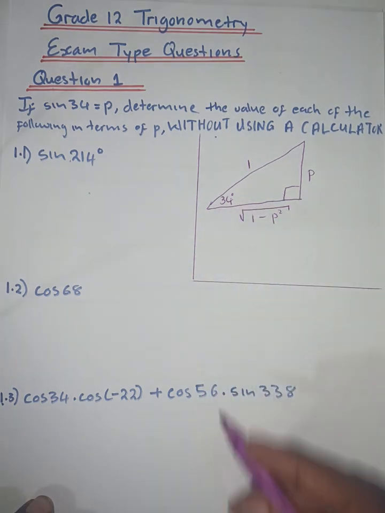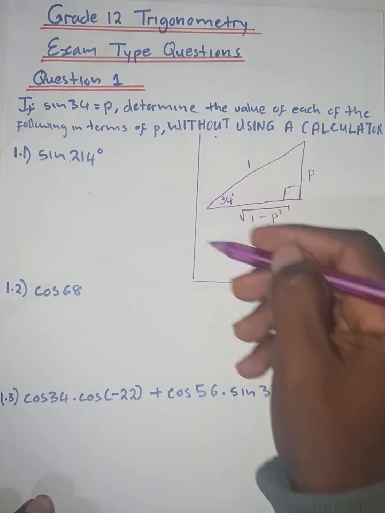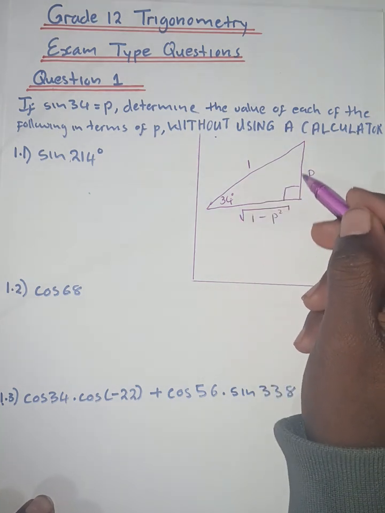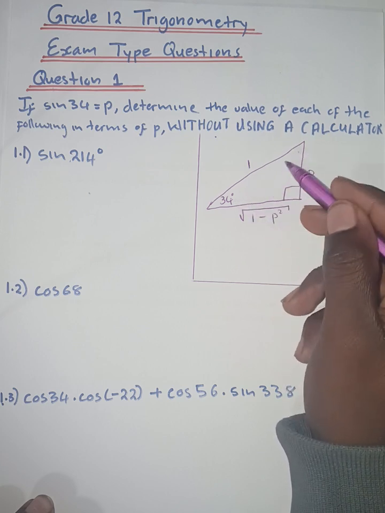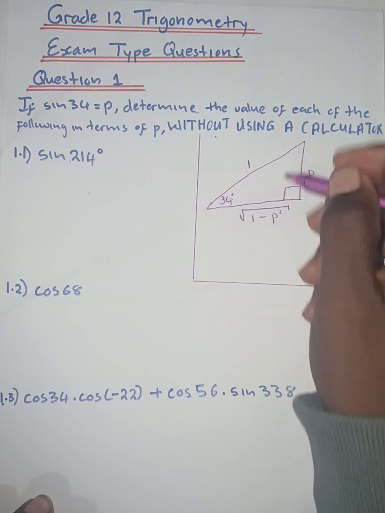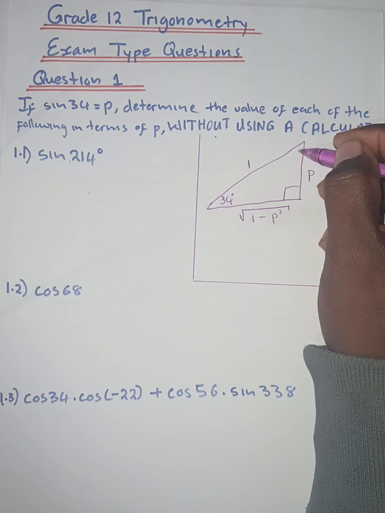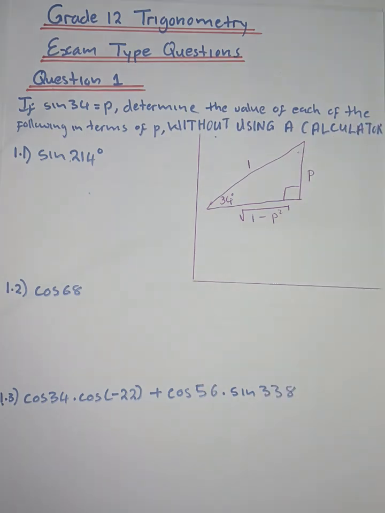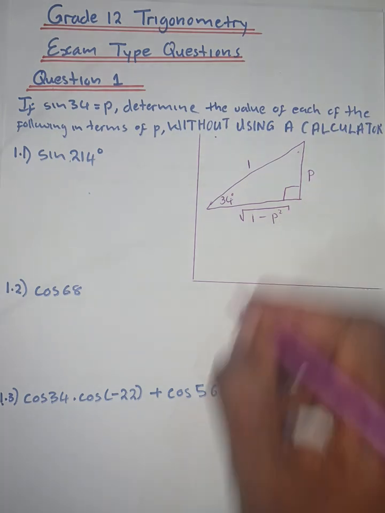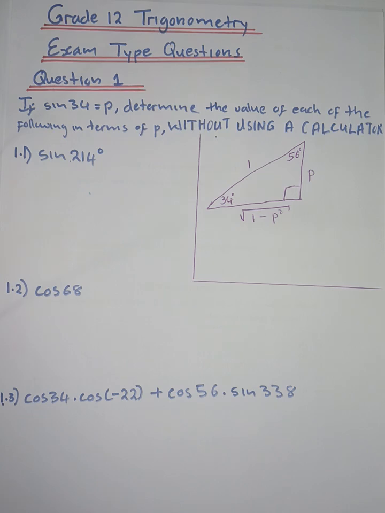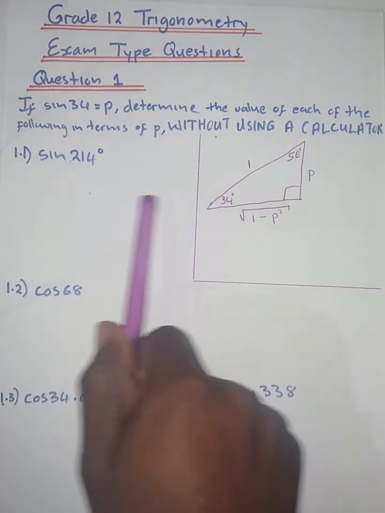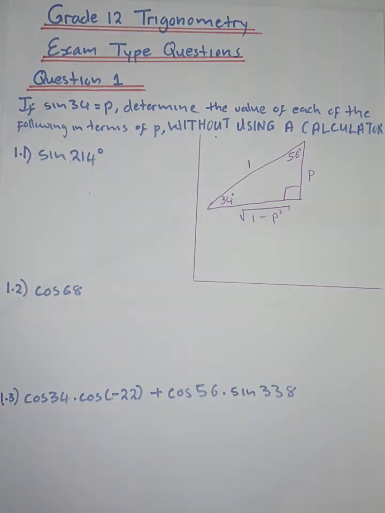What I would suggest is that when you draw a right angled triangle, just make sure that you have all of your angles, because you might encounter a question that requires that. So in this case, we know that the complement of 34 is 56, so this would be 56 degrees. Now they say, determine the value of sine of 214 degrees.